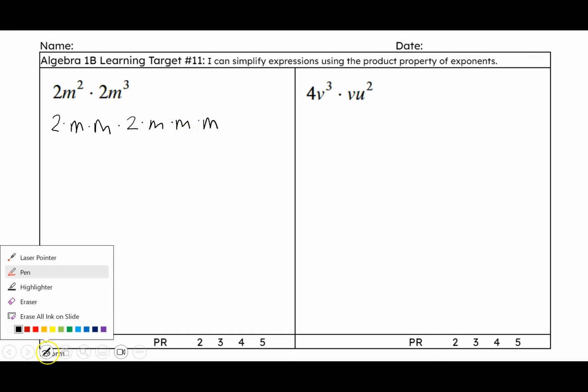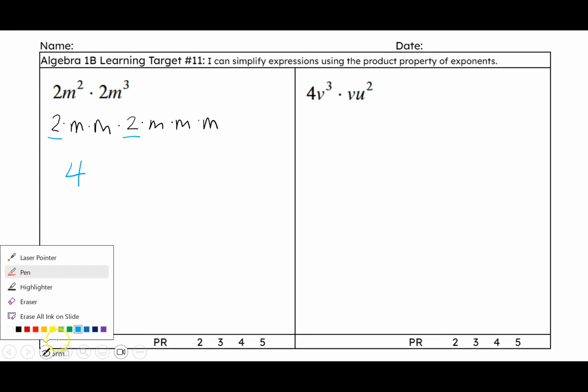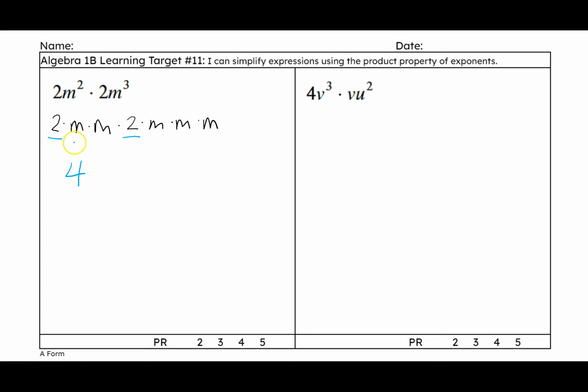So now let's see some things that have the same base that we can condense back together. All right, I see 2 2's. There's 2 of them here. That is 2 times 2, which gets you 4. Now I see lots of m's. I see 2 of them here, and I see 3 more of them here. Altogether, that is 5 m's.